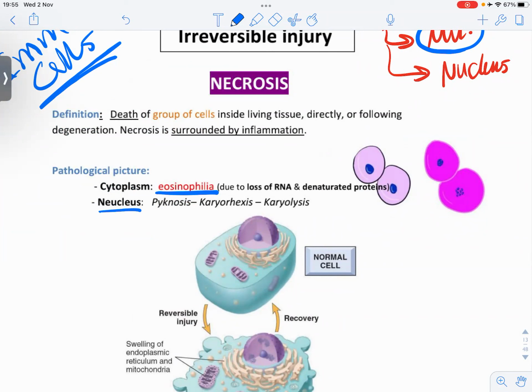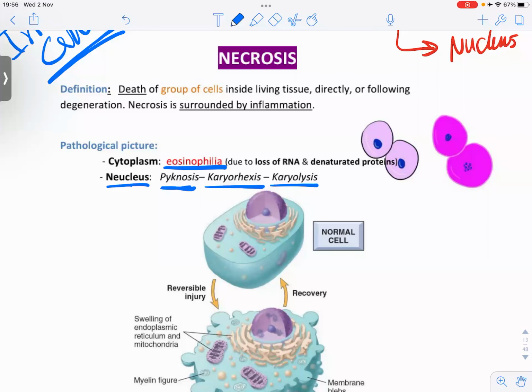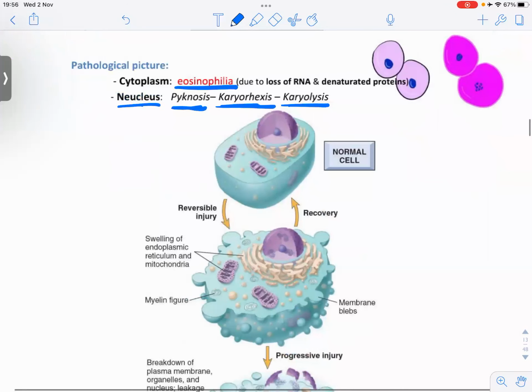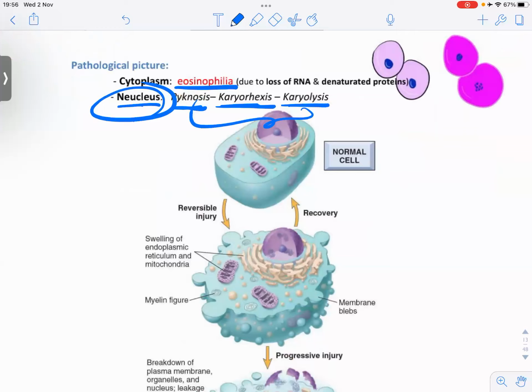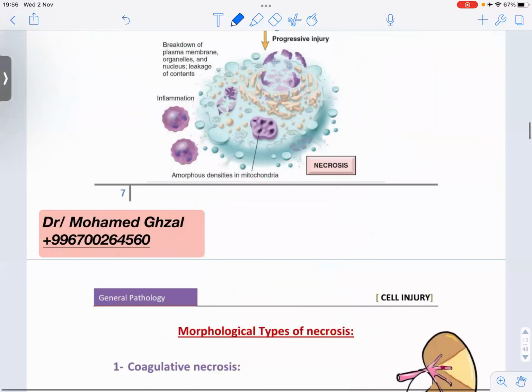What features of a destroyed nucleus? We talked about that in a previous lecture. We said pyknosis, karyorrhexis, karyolysis. Please go back to the lecture before last and see the differentiation between pyknosis, karyorrhexis, and karyolysis. But all of them mean destruction of the nucleus. So of course, the necrotic cell is red in color and the nucleus is destroyed.